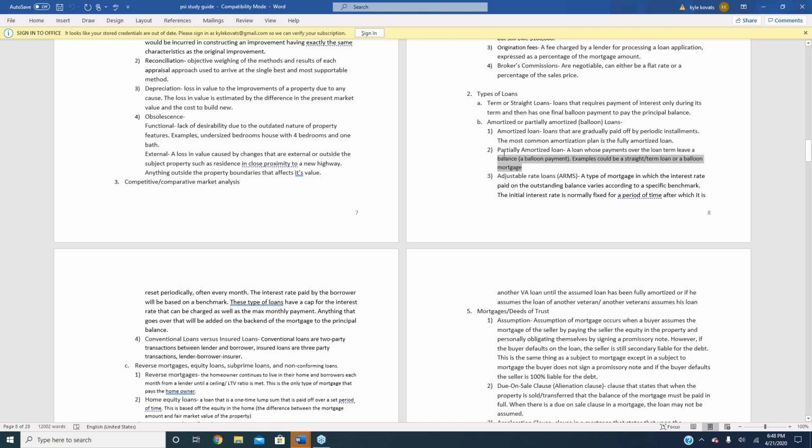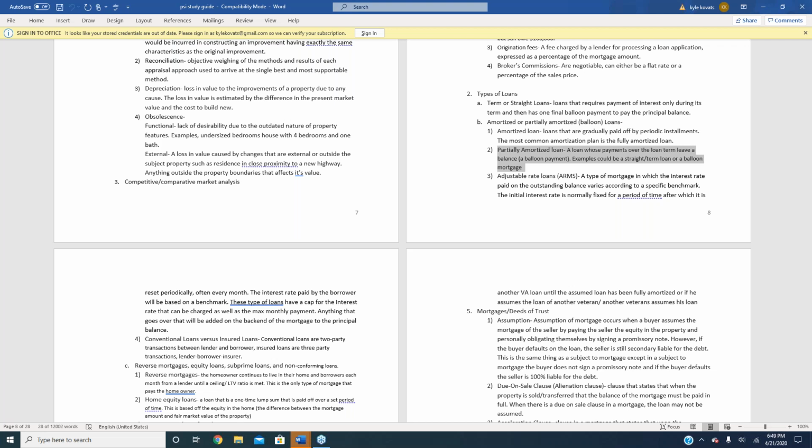And then we have a partially amortized loan. Partially amortized loans are loans that leave a balance at the end. So any loan that leaves a balance at the end would be a good example of a partially amortized loan. What are some examples of that? The interest-only loan we talked about, that's one example. Another example is a balloon mortgage.